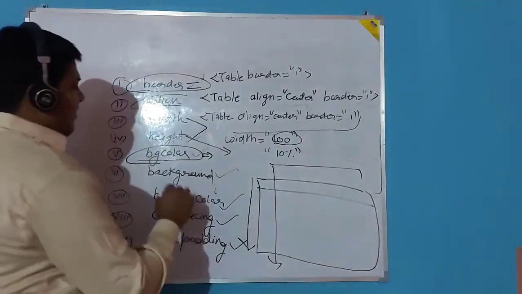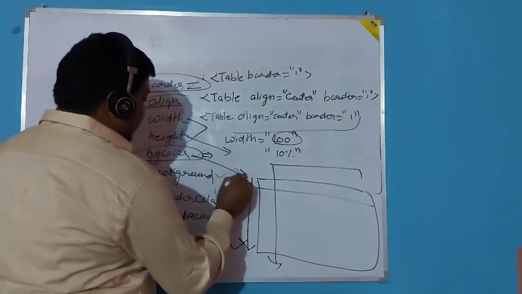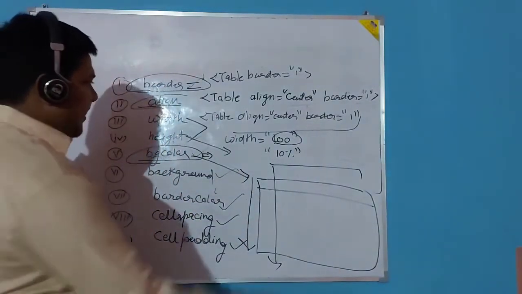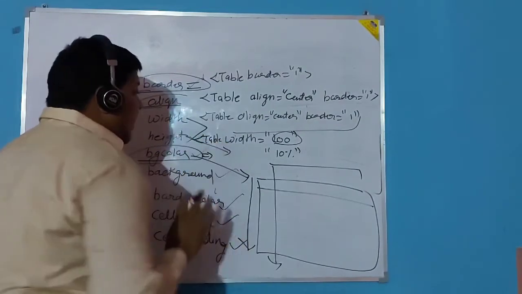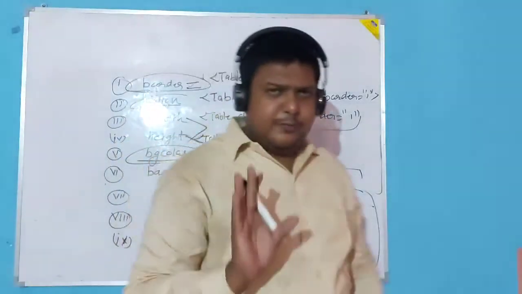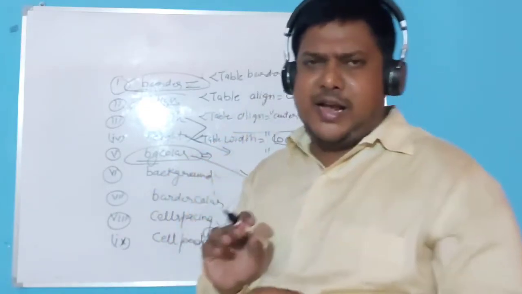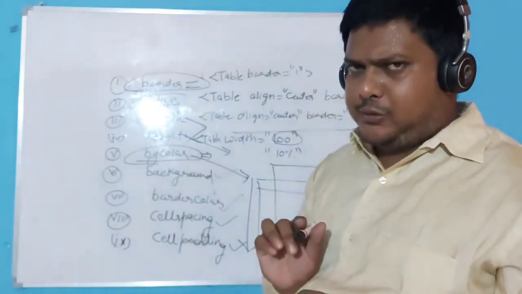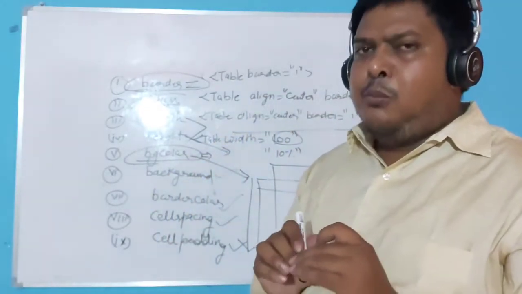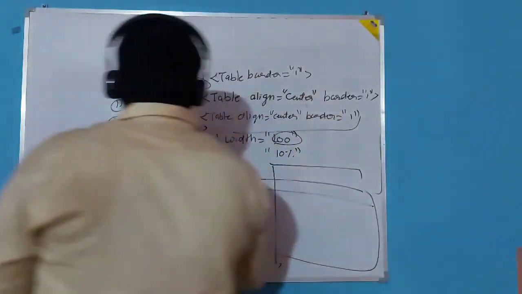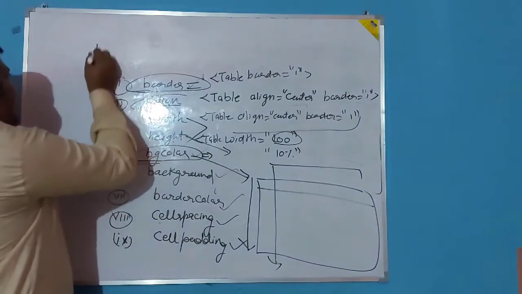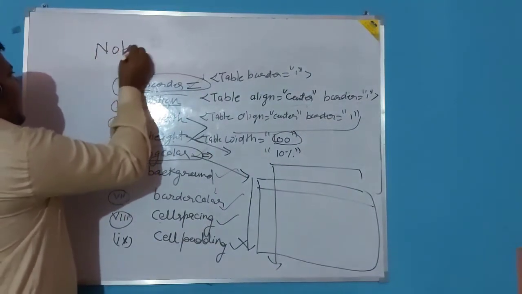Now we have a BG color. So here you can also write all together table. I hope you understand how to write more than one attribute. If you are writing more than one attribute of any tag, so simple rules you have to follow, and that you may remember as a note.